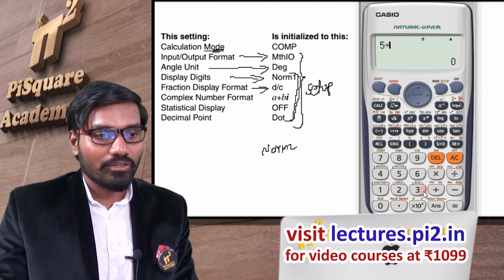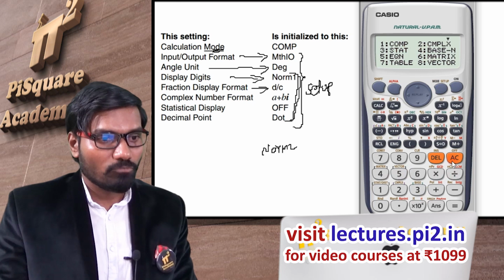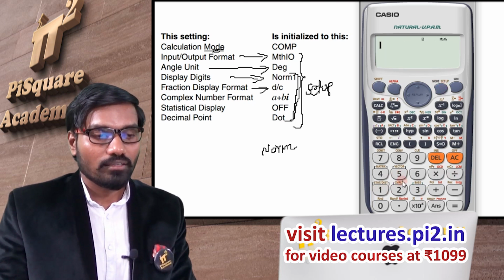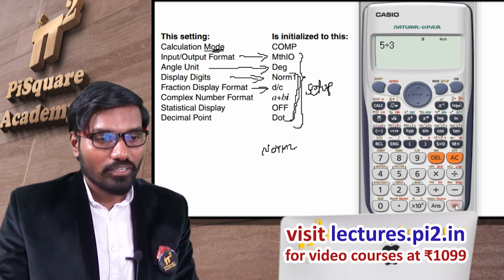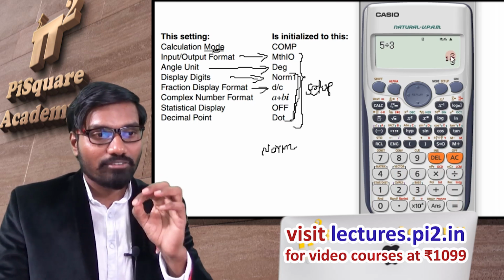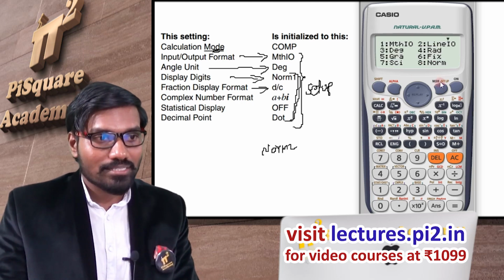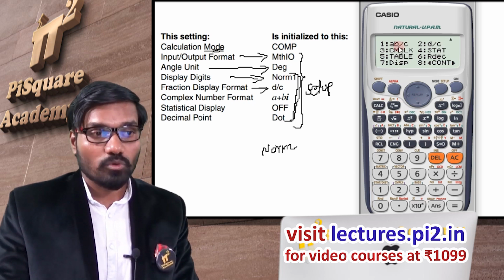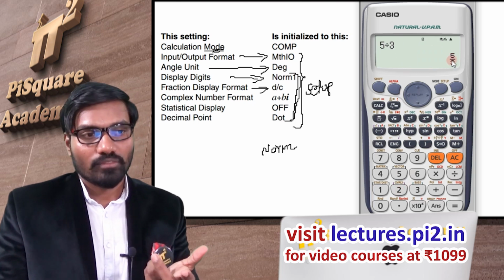I'm entering 5 by 3 in Math IO mode. Equals, the result is showing in mixed fraction mode, because I made the setup in mixed fraction mode. If I keep it in regular fraction mode, the result will be displayed in that mode.